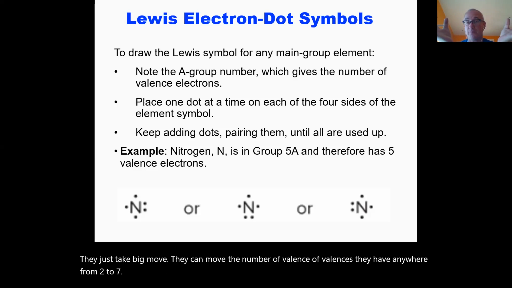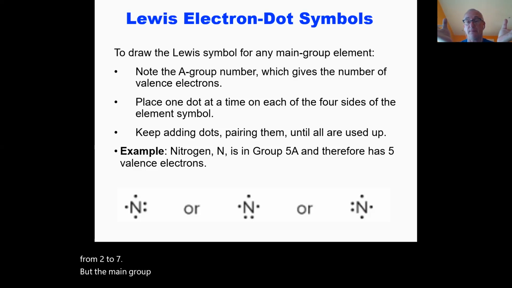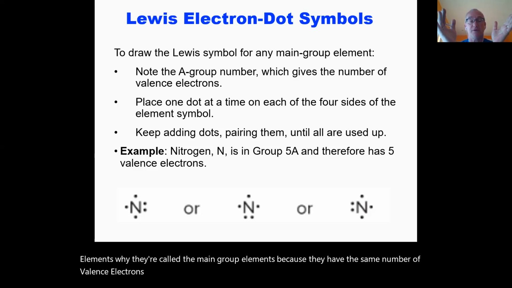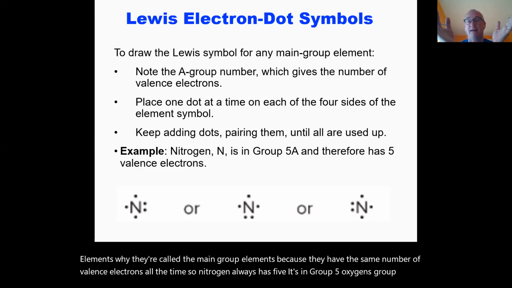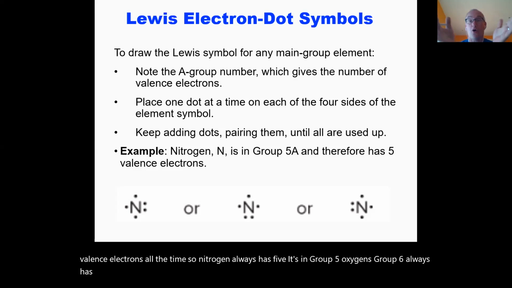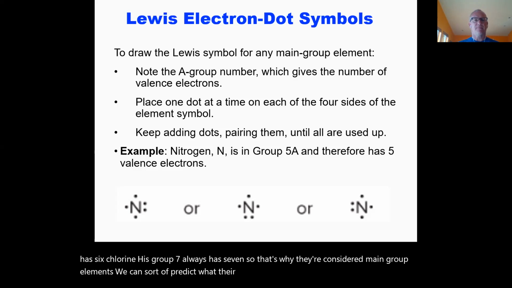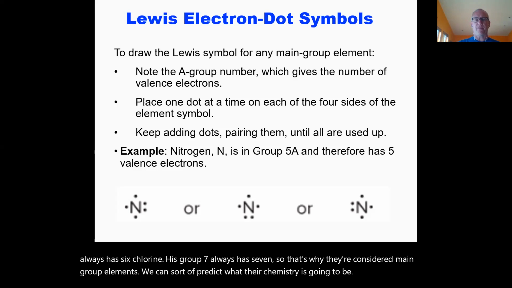But the main group elements, why they're called the main group elements, is because they have the same number of valence electrons all the time. So nitrogen always has 5, it's in group 5. Oxygen's in group 6, always has 6. Chlorine is group 7, always has 7. So that's why they're considered main group elements. We can sort of predict what their chemistry is going to be. So we look at the group number.